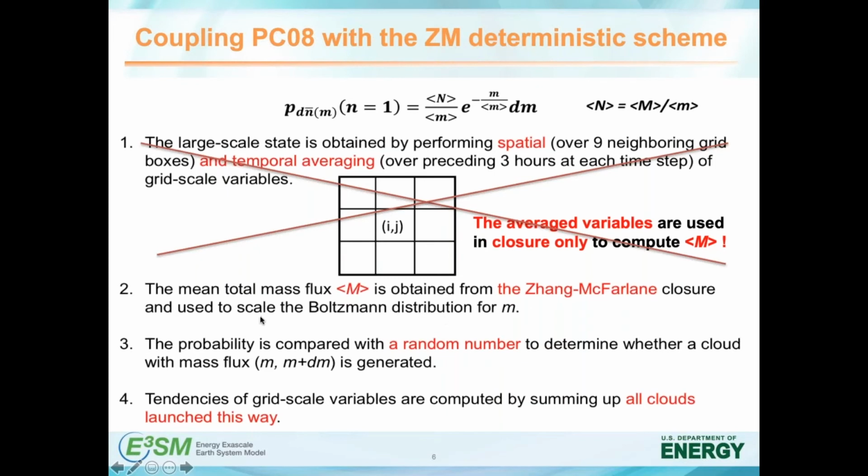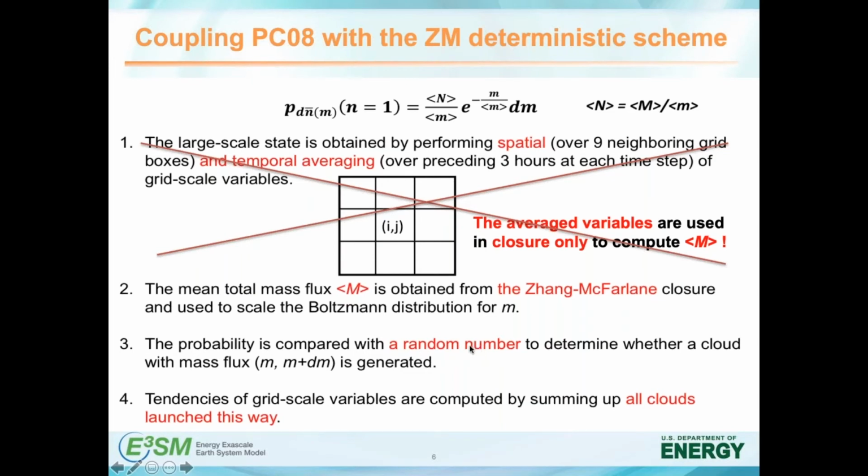So we then simply implement the rest of the specifics. That is, the total mass flux, or the ensemble mass flux, is determined by the ZM scheme, and that mass flux is needed in the probability distribution of the total number of clouds, which is the total mass flux divided by the mass flux of a given cloud. And then whether there is a cloud or not is determined by a random number.